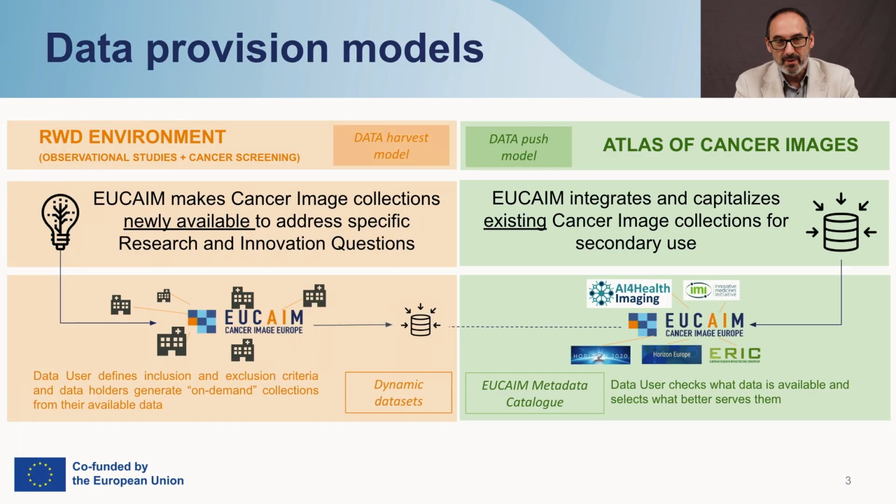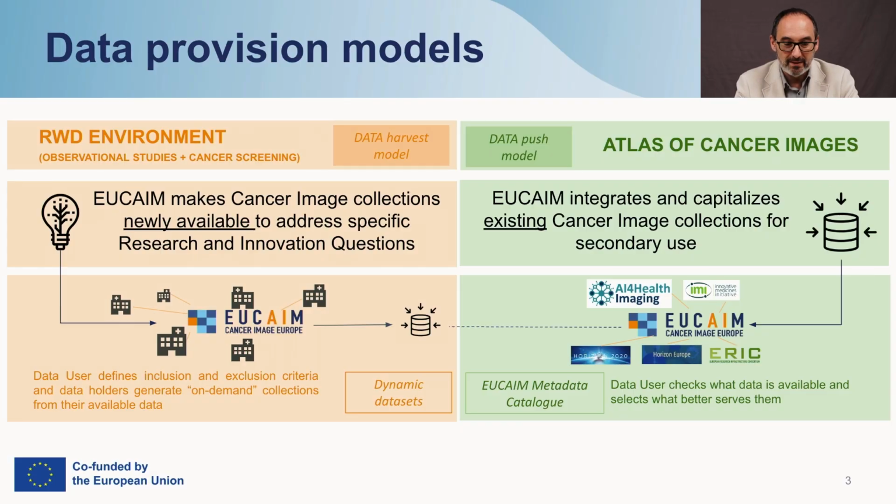So let me first very briefly introduce how we deal with data in the context of EUCAIM. EUCAIM deals with data that already exists. That's what we call the Atlas of Cancer Images, which is on the right side in green. What we aim for there is to have a registry and some kind of federation tools to manage the access to a set of existing data from different data holders, projects, and research infrastructures.